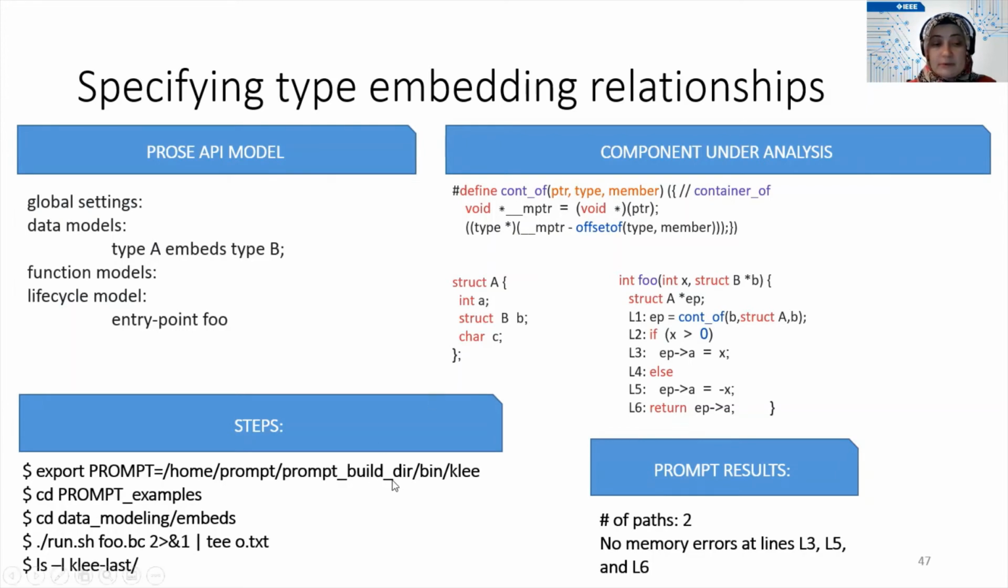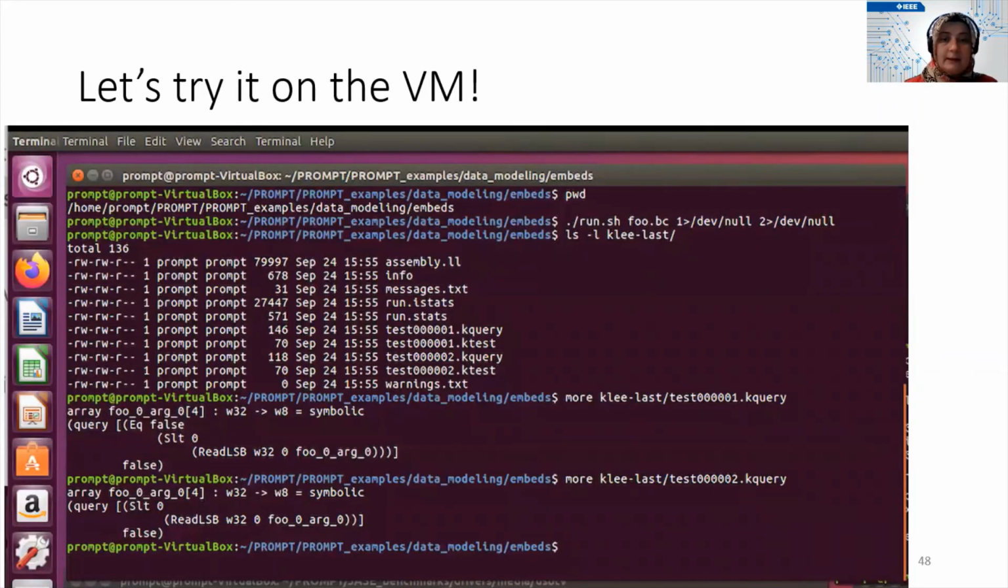So to reproduce this, please go to the embeds directory under data modeling. And you will see that we don't have any error path generated. And you can also inspect the KQueries related to these tests to see what they're about. These are the if statements that you have seen.